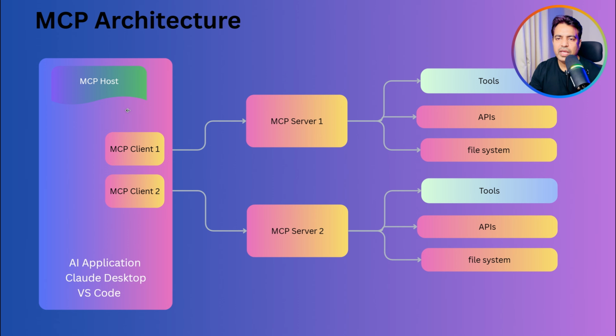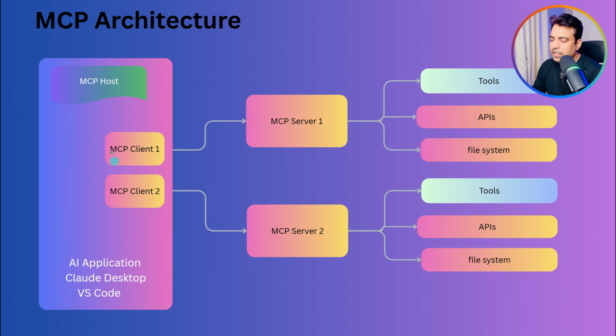And then we have an MCP server. Think of the MCP server as a universal connector for your APIs, tools, and resources. It links all your external tools and data sources so that once you have set up your MCP server, any MCP compatible client can connect to it without having to write custom code or integration each and every time. And this MCP host can be any AI application, Claude Desktop, or VS Code.